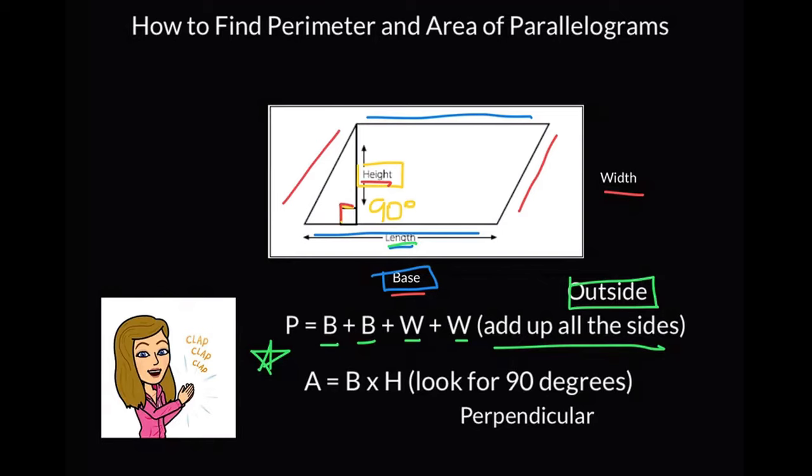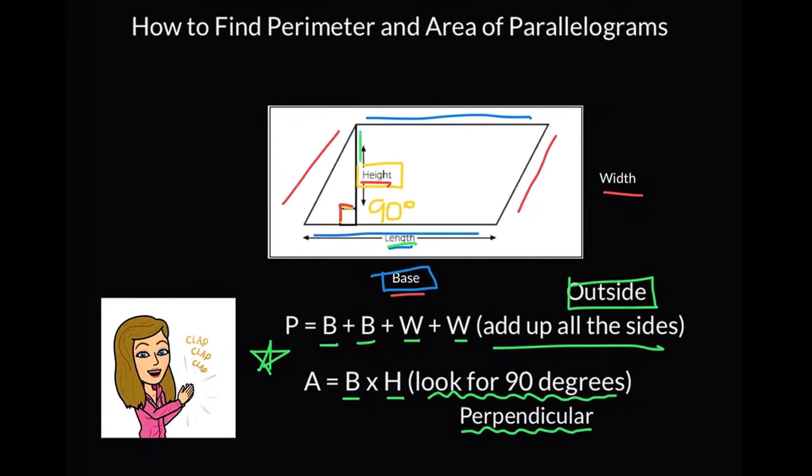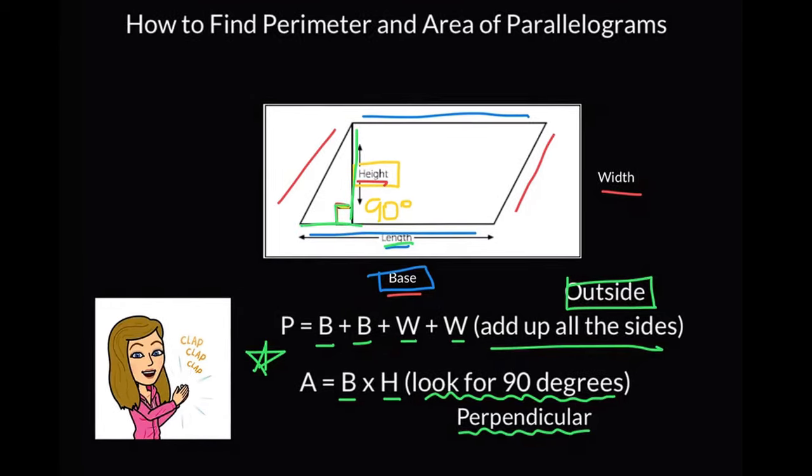For area, we'll be taking the base times the height. And I put a little hint here. Remember, we're going to be looking for the 90-degree angle, or where we see the perpendicular angle. Another word there that's super fancy for looking for 90 degrees. Here we can see this line is our height because it is perpendicular to our base.